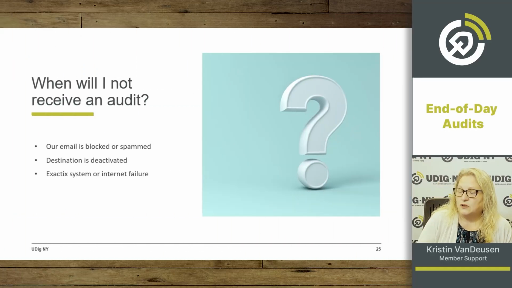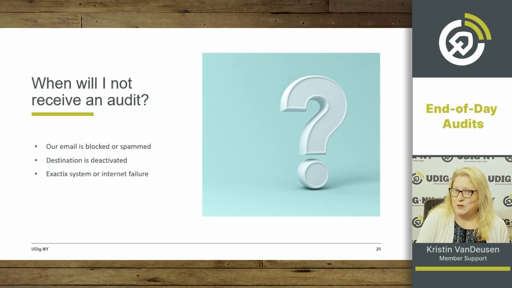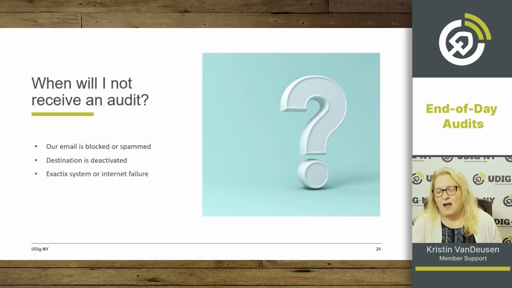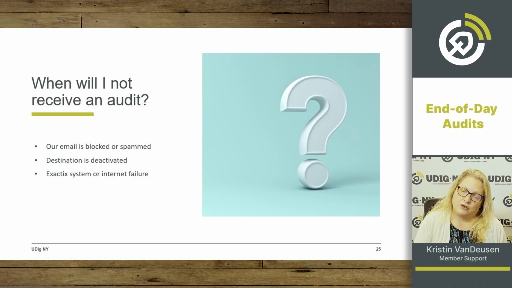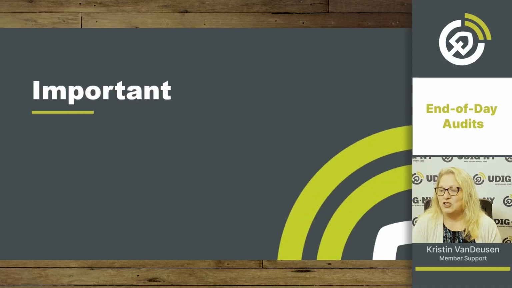And here are a few times you may not receive your audit. If your system has blocked or spammed our ticket delivery email address, your destination was deactivated due to a request change in your delivery, or an Exactix transmission failure. This has not happened to us yet, but just in case, if we do have a system failure, there could be a chance that the audits won't be created. Audits should be used as a resource for checking that your deliveries and responses are up to date, but it should not be used as a document for official auditing purposes.